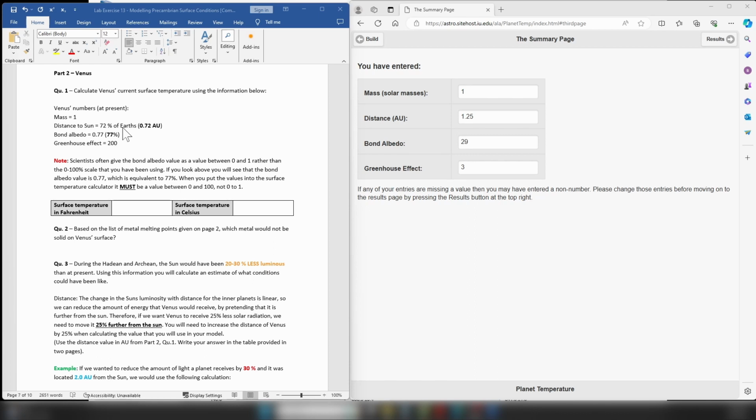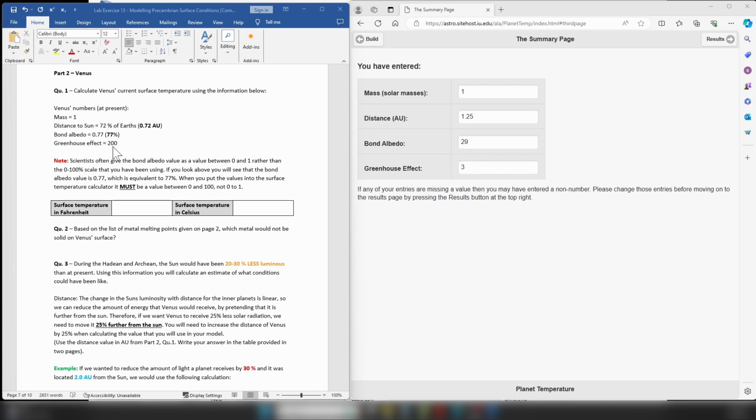So we know that 1 AU is the distance between the Sun and the Earth. So obviously if Venus is located 72% of that distance, then it's going to be 0.72 AU. So you're going to be putting 0.72 into the surface temperature calculator. The bond albedo for Venus is 0.77, which is equivalent to 77%. Remember, we are working on a scale from 0 to 100 in the surface temperature calculator, so it is 77 that you want to put in the calculator, not 0.77.